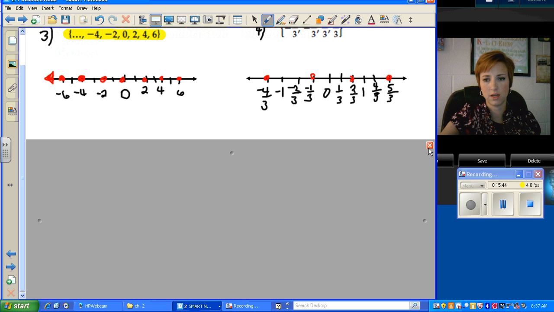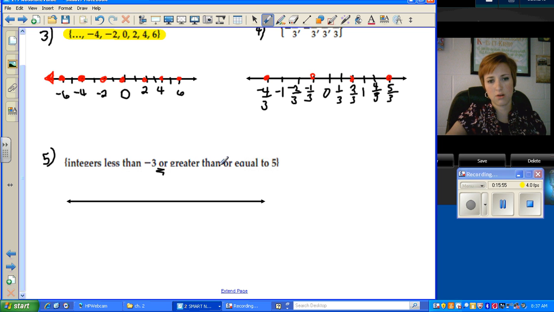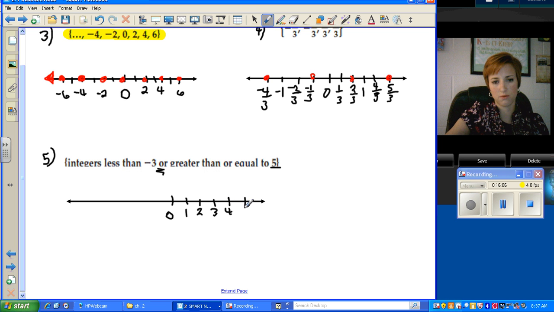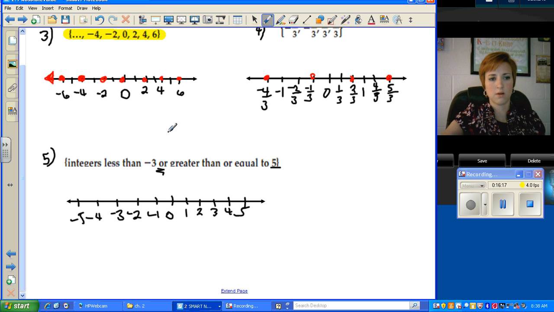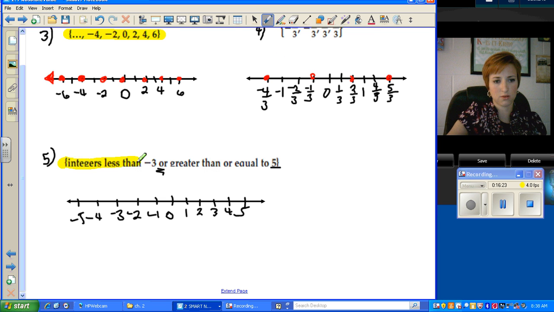There's only one left down here, number 5. And it says integers less than -3 or greater than or equal to 5. So I'm going to go ahead and put my 0 in the middle and count out my 1, 2, 3, 4, 5, and then -1, -2, -3, -4, -5. Alright, so it says integers less than -3.